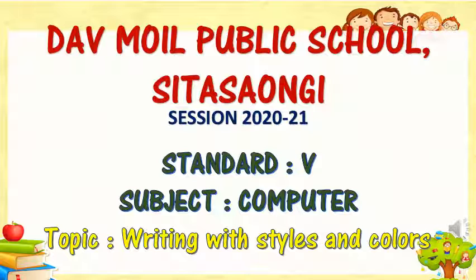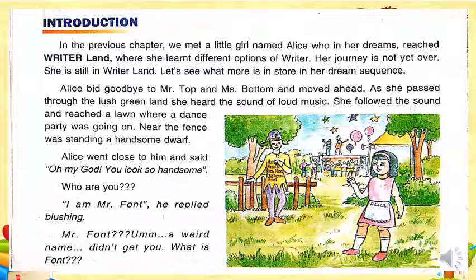Our today's topic is writing with styles and color. In the previous chapter, we met a little girl named Alice who, in her dreams, reached Writerland, where she learns different options of Writer. Her journey is not yet over. She is still in Writerland. Let's see what more is in store in her dream sequence.